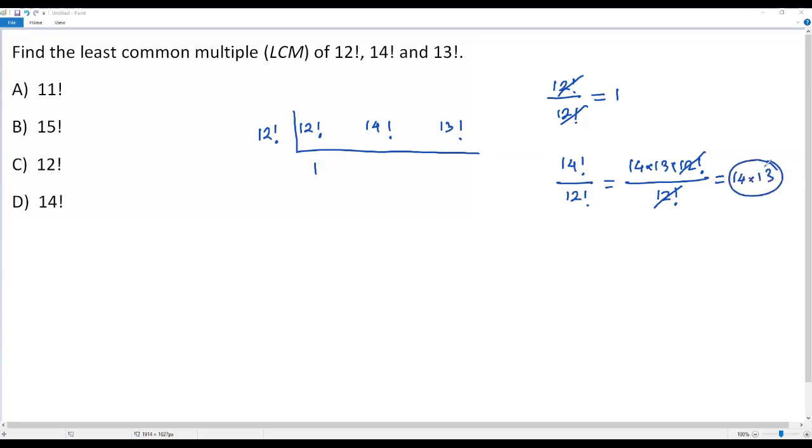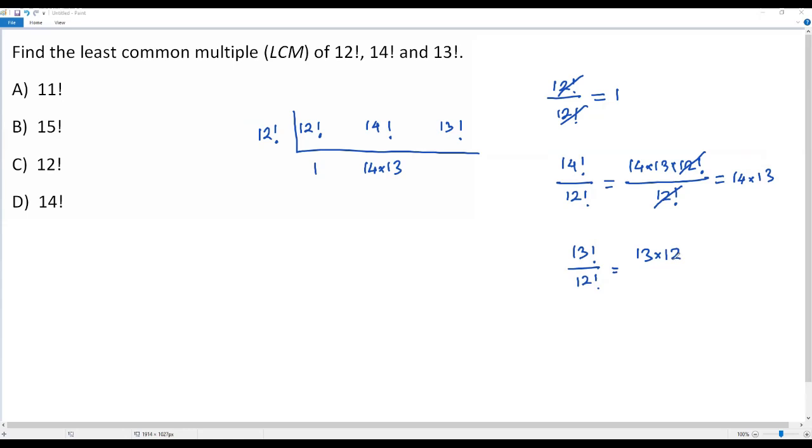Now I'm not going to multiply these two numbers. Let me keep this product as it is. So when I divide this 14 factorial by 12 factorial, I'm getting the result of 14 times 13. Now we have to divide this 13 factorial by this 12 factorial. So the same thing. We can expand this 13 factorial as 13 times, 12 times, 11 times, up to 1. But when I expand this 13 factorial, I stop at 12.